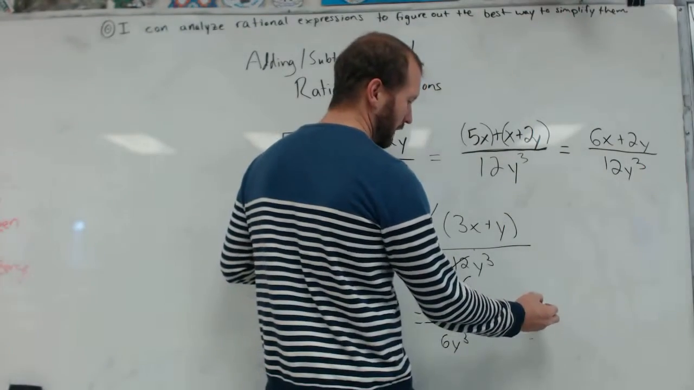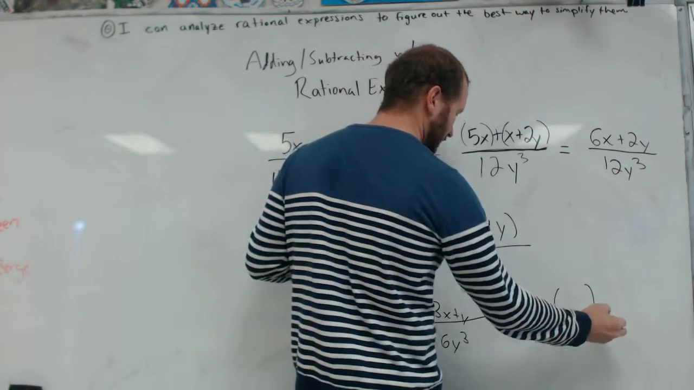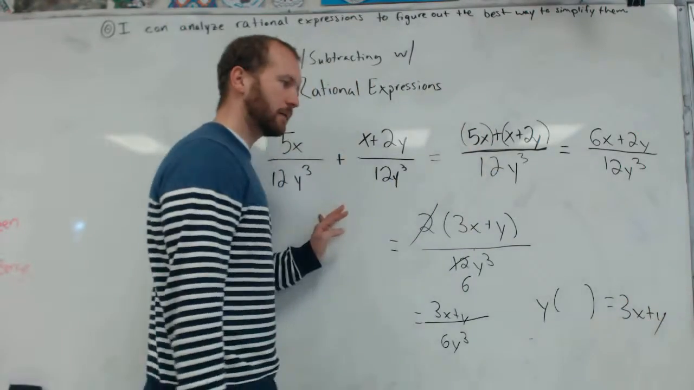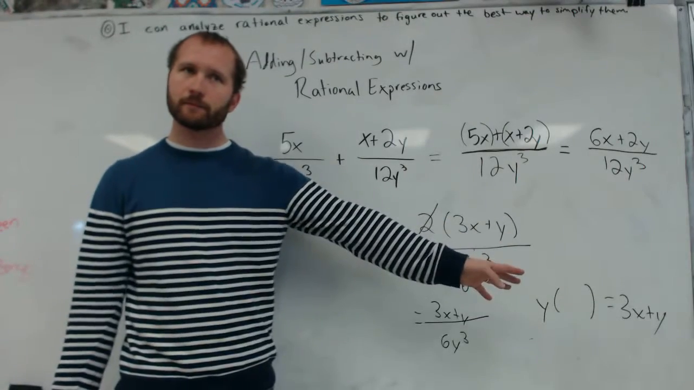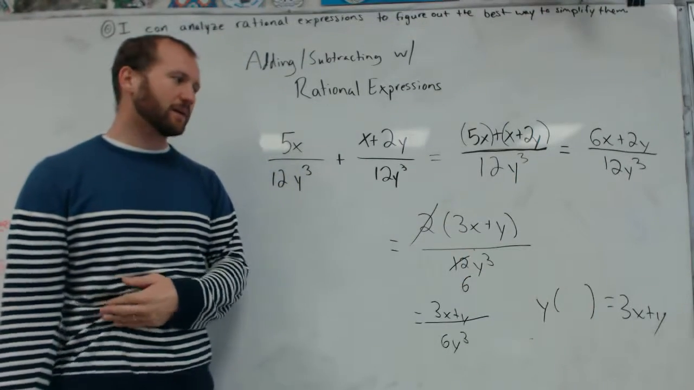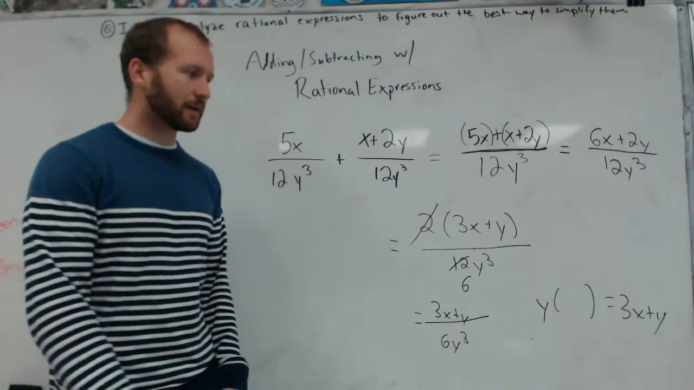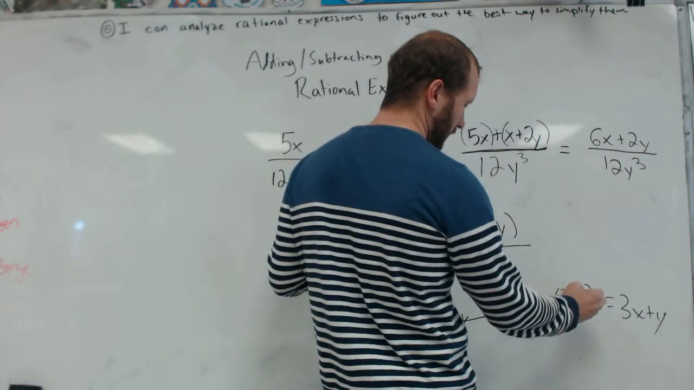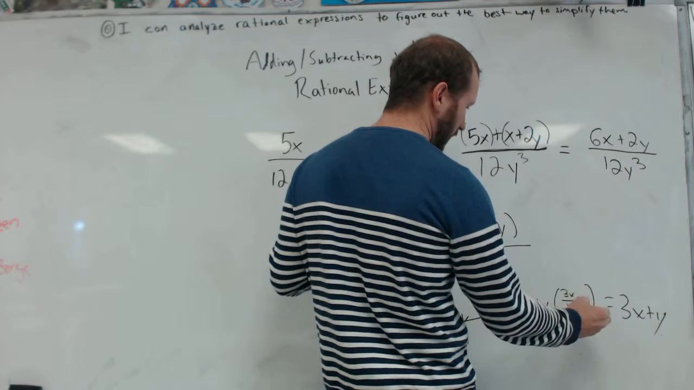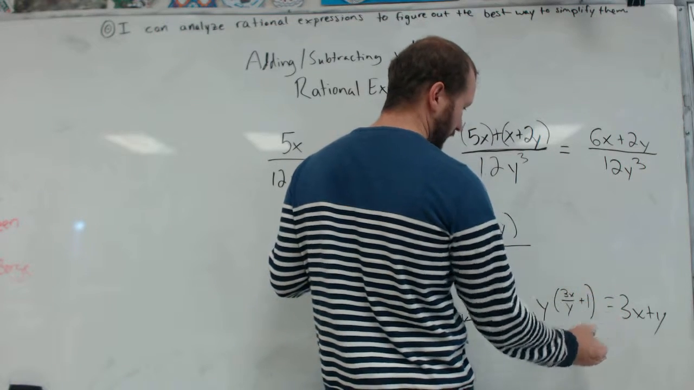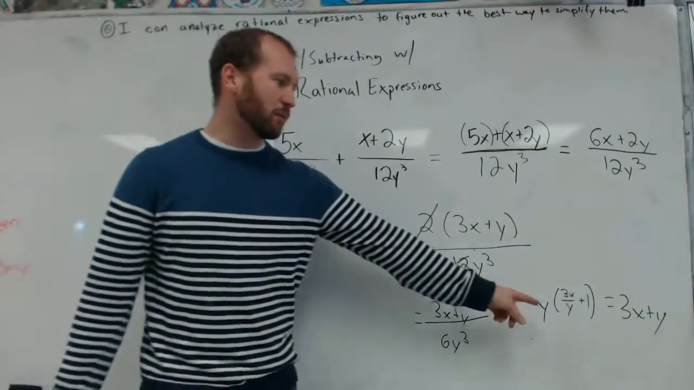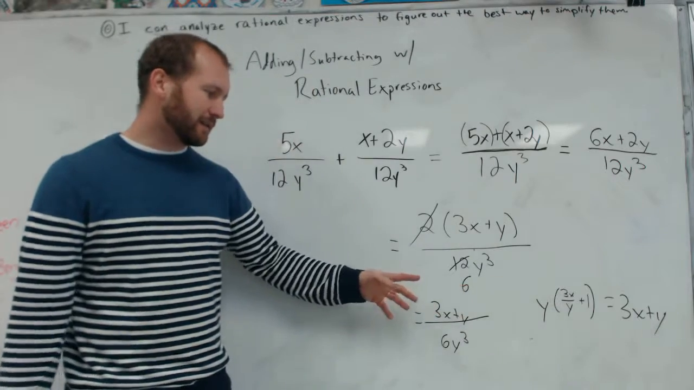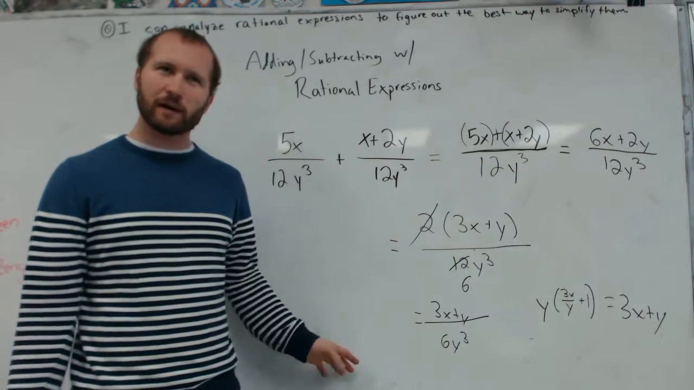So this is the question we want to ask. Y times what would equal 3x plus y? I can't think of anything. Now, technically I can. This would be the same thing as 3x divided by y plus 1. But that seems more complicated to me. Then I'm going to end up with a fraction up in my numerator. I don't want to do that.